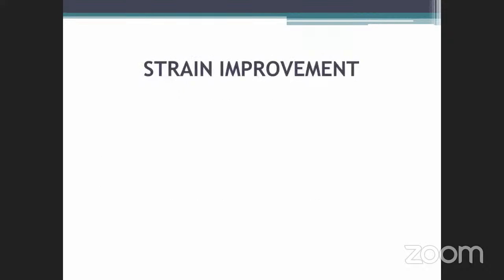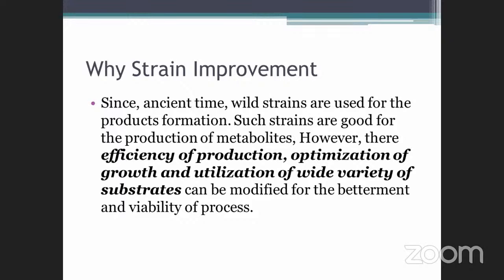Now we switch over to strain improvement. So why is strain improvement required? It is required because the efficacy of the production of metabolites is to be increased, along with optimization of growth and utilization of a wide variety of substrates. Such strains can be modified for the betterment and viability of the process.